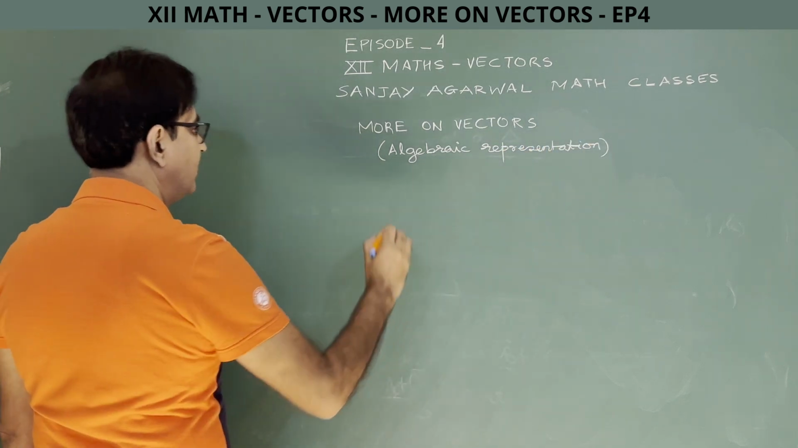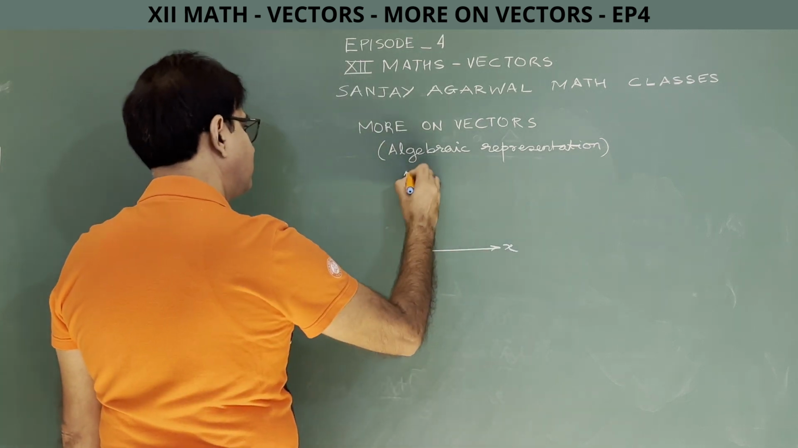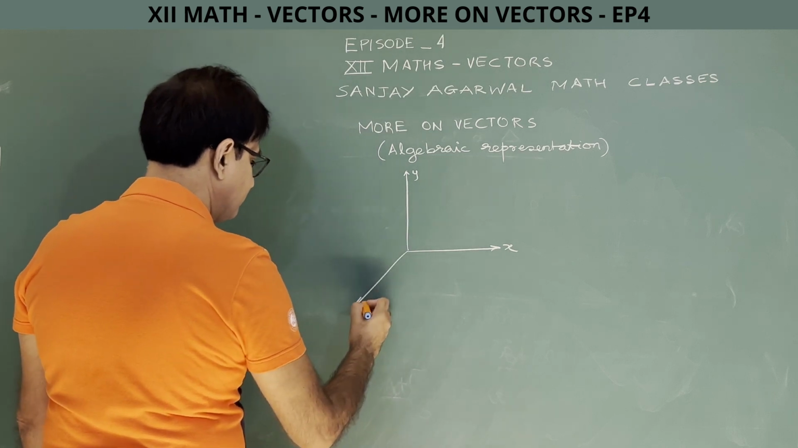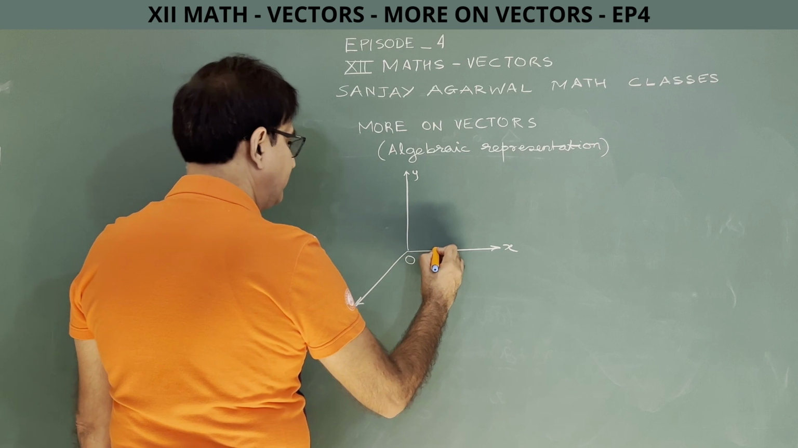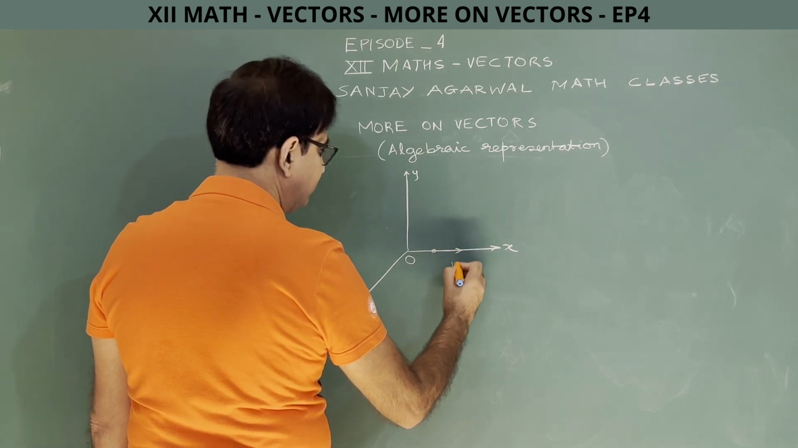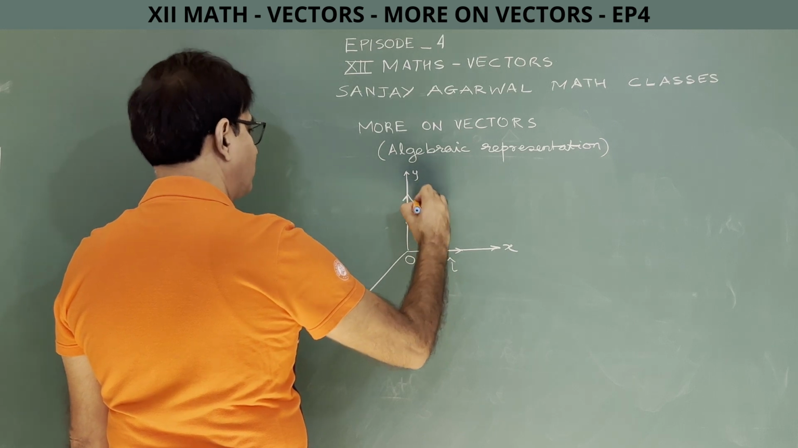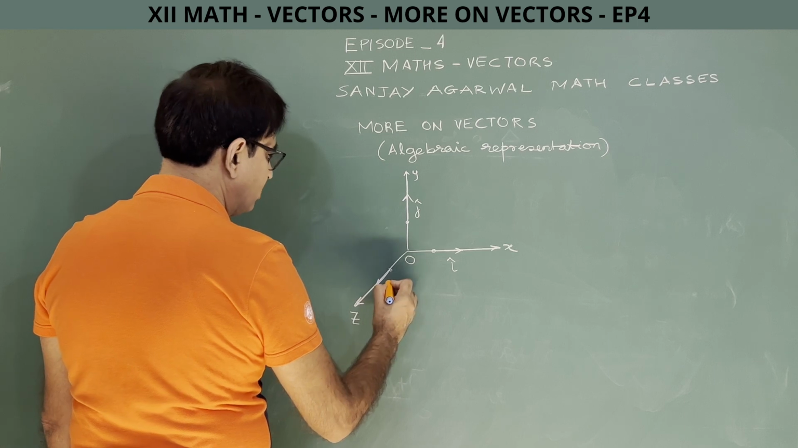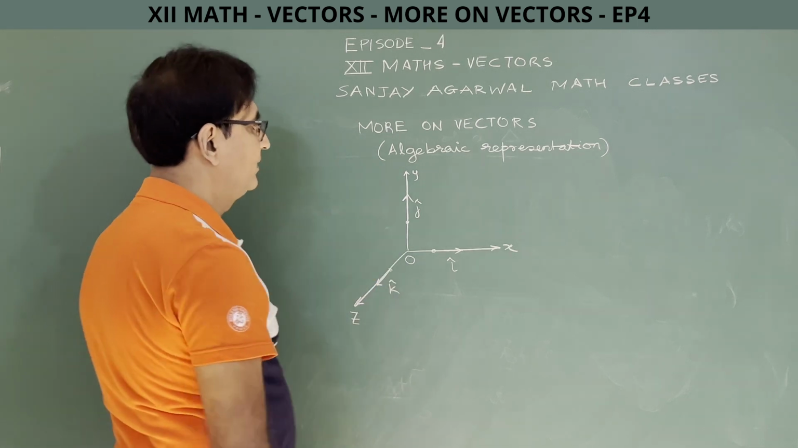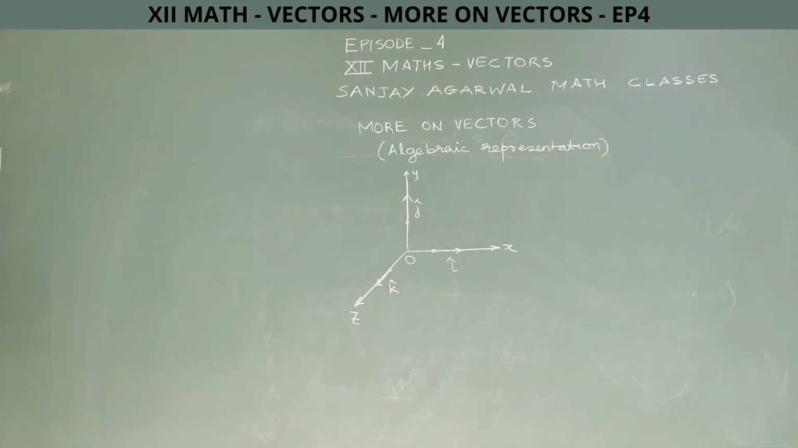All right. Now, as we have already done, x, y and z, these are 3 axes mutually perpendicular. A unit vector along x axis is given a symbol i cap. This we have already done. A unit vector along y axis is given a symbol j cap, and a unit vector along z axis is given a symbol k cap. So, this goes your first diagram in more on vectors.